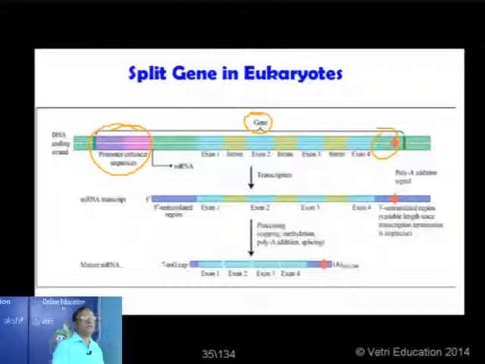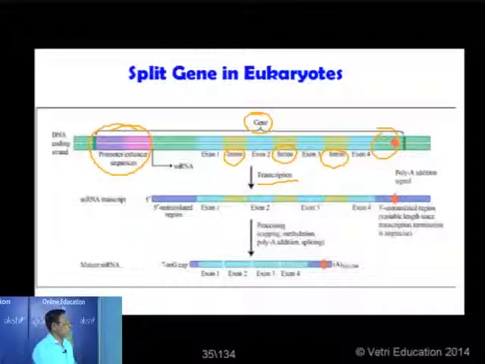After this one, the terminator, just a sequence which stops the process of transcription. Here I have taken just exon 1, one intron here, another intron, the yellow spot, another intron. So I am taking just three introns and four exons. During transcription both introns and exons are transcribed in the case of what is called the mRNA transcript. The unprocessed mRNA is called the mRNA transcript.